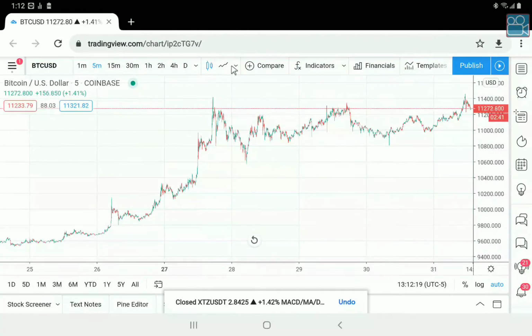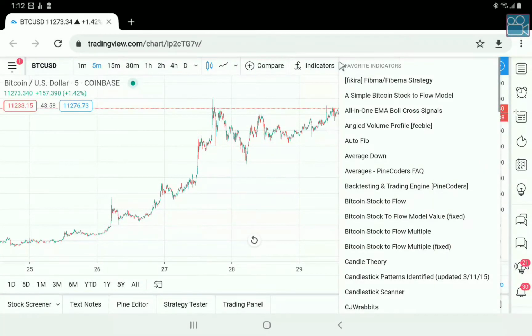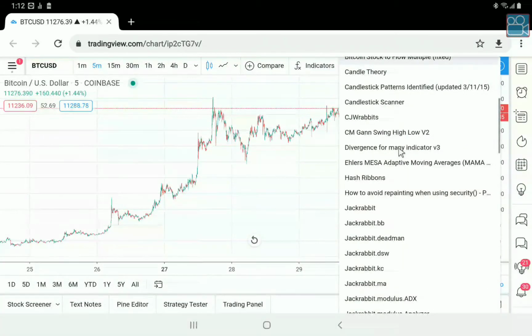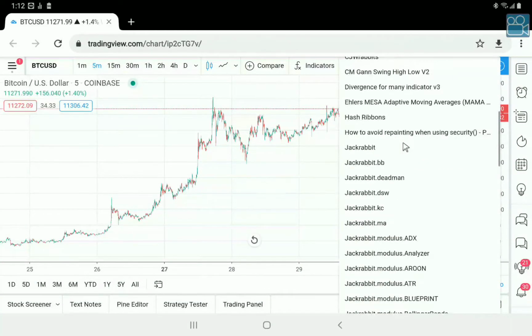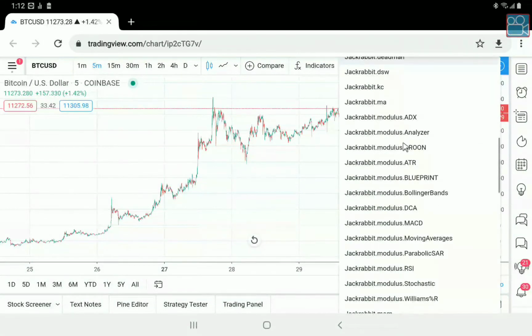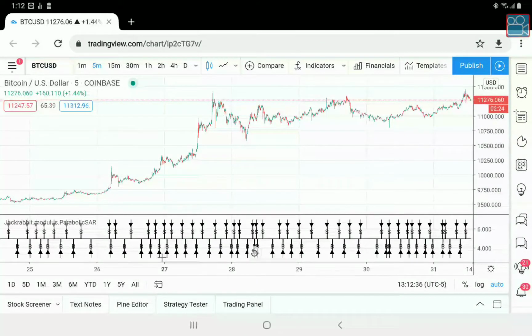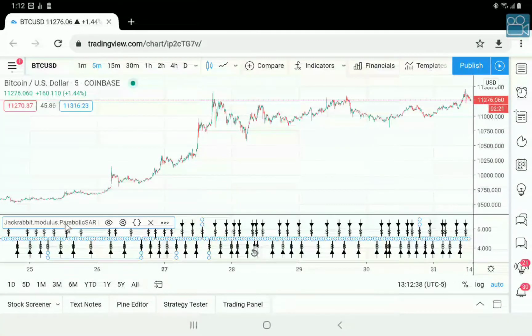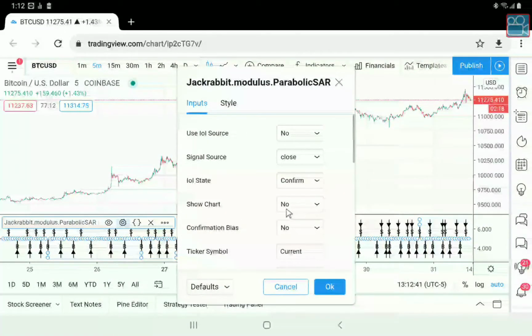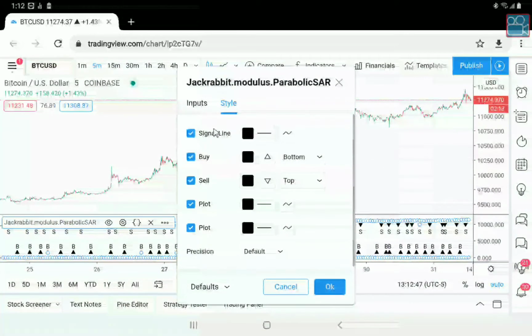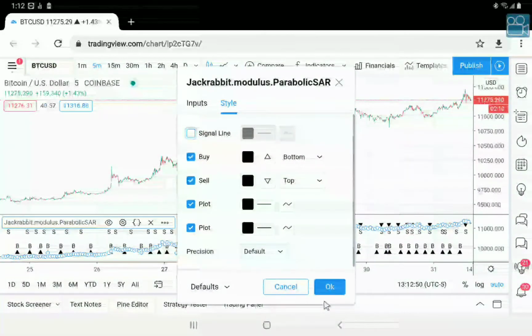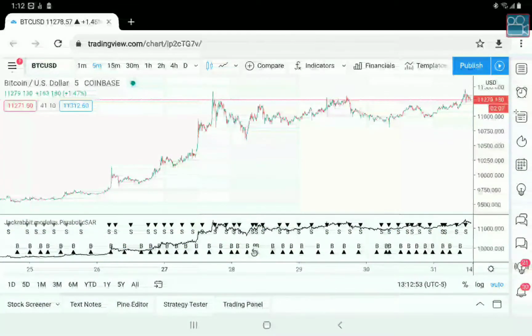So let's actually plug something in. I'm going to use the new parabolic stop and reverse module. It's an insane module that will demonstrate exactly what I'm talking about. As always, turn on the chart, turn off the signal line. Pretty straightforward, pretty simple. And as you can see, it does a mess of trades.